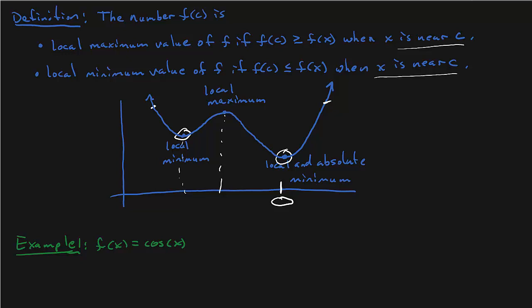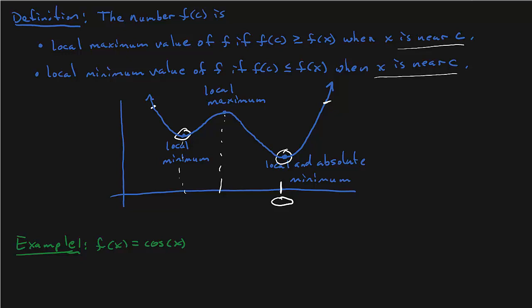Now, this graph here doesn't have an absolute maximum, does it? I mean, how could it? What's the largest y value on this graph? Well, it's going to infinity. We're not going to have one. So hopefully this graph helps you understand the difference between absolute and local max and min. That's all we're doing right now.